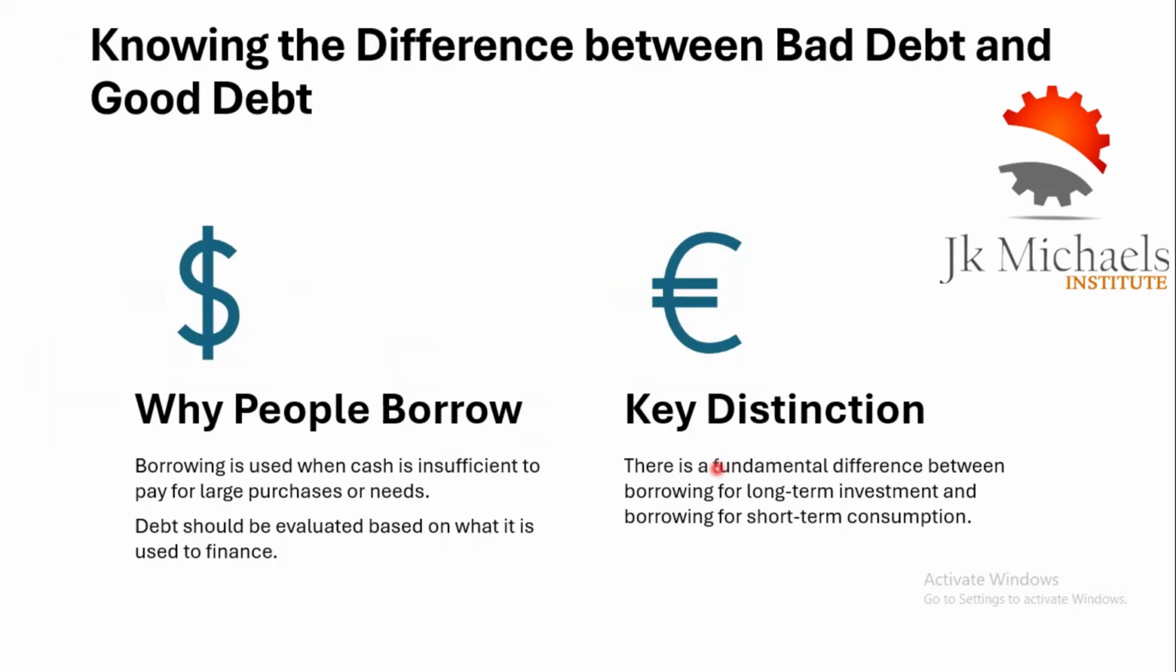Now, if we need to undertake projects or activities and our cash or resources are not sufficient, then we are likely to borrow. We have a tendency to borrow. Debt should be evaluated based on what it is used to finance. There are two major things debt can be used for: long-term investment and short-term consumption.